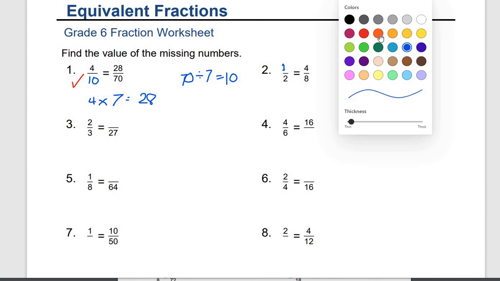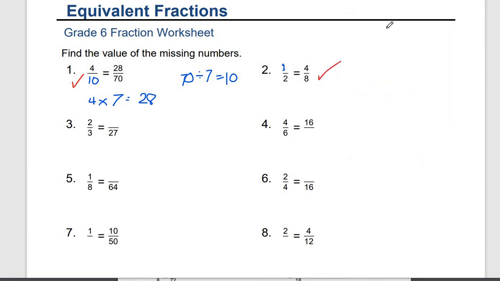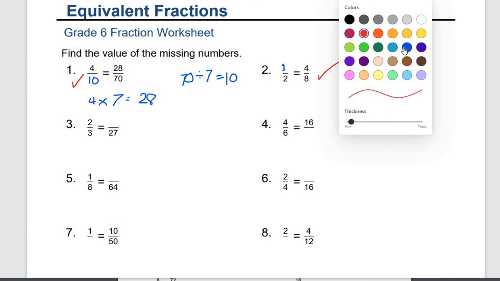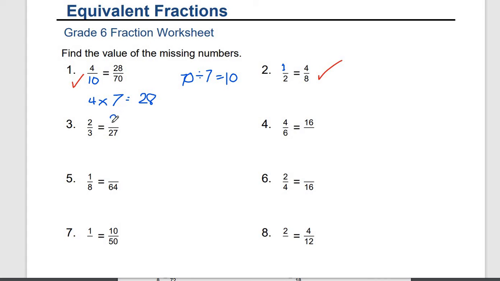Number 3. 2/3 equals question mark over 27. We need to figure out the numerator of the second fraction, which is our question mark. Now we've got both the denominators, so we have to see what the first one times how many will be our second one. Now here we see that 3 times 9 will be 27.